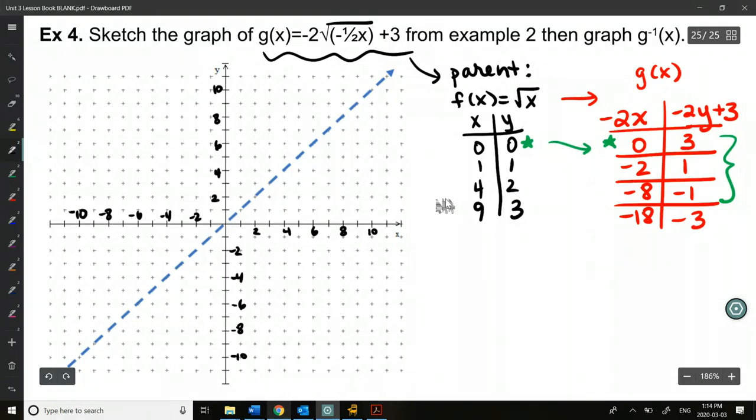Okay, so first function, 0, 3. That's the starting point for my function, so don't have an arrow off that end. It's off the opposite end. Then -2, 1, and -8, -1. So we're going to have something kind of like this. This is our function. We'll just label it g of x.